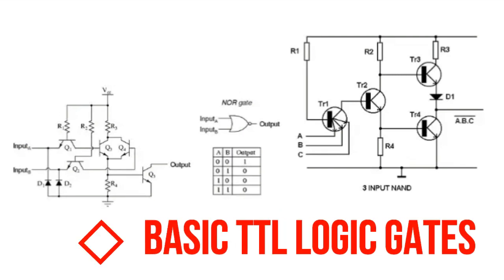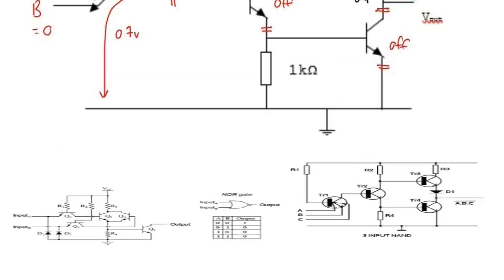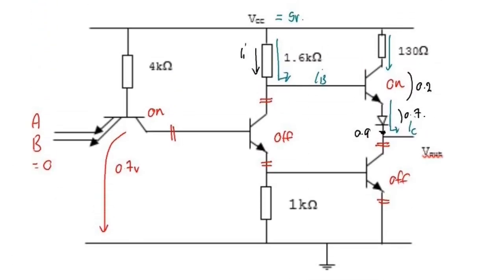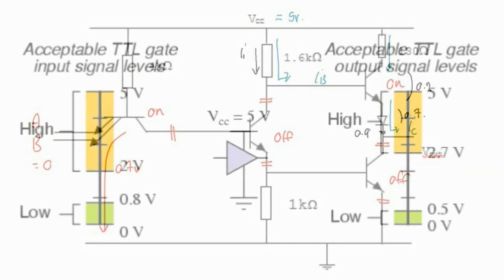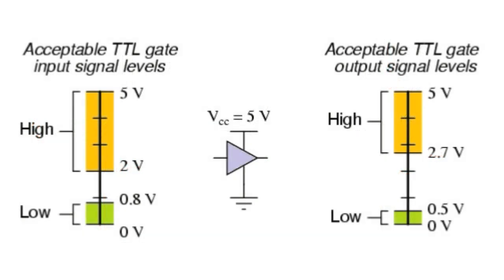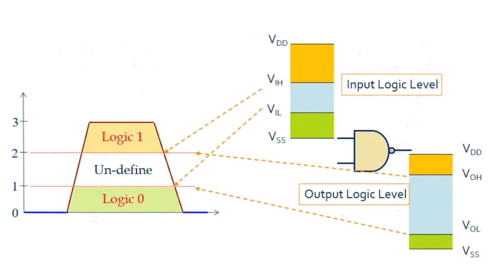Basic TTL logic gates. In standard TTL, transistor logic ICs, there is a predefined voltage range for the input and output voltage levels, which define exactly what is a logic 1 level and what is a logic 0 level.